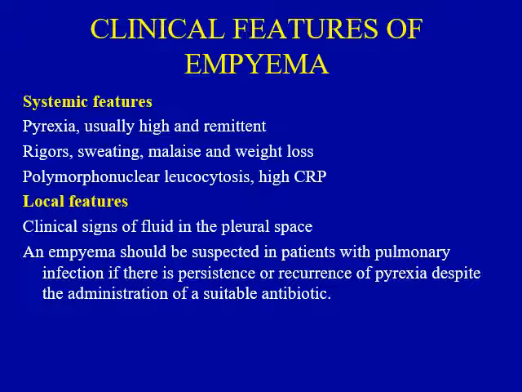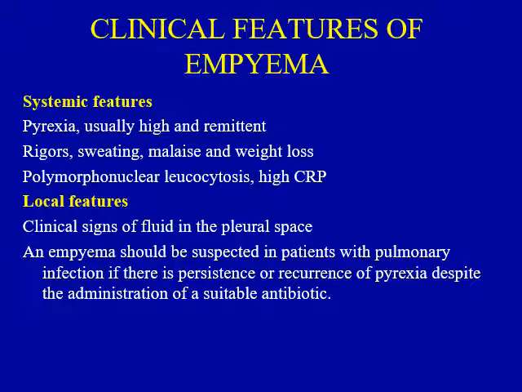The pus collection can cause pyrexia, which is usually high and intermittent, and fever. There is rigor, sweating, malaise, and weight loss. In the complete blood picture, there is polymorphic leukocytosis, and C-reactive protein is high. On examination, there are features of pleural effusion: decreased expansion, decreased vocal fremitus, stony dullness, and decreased air entry.